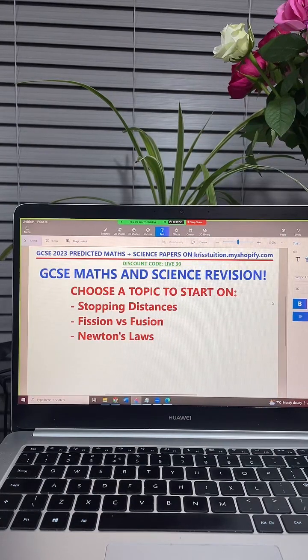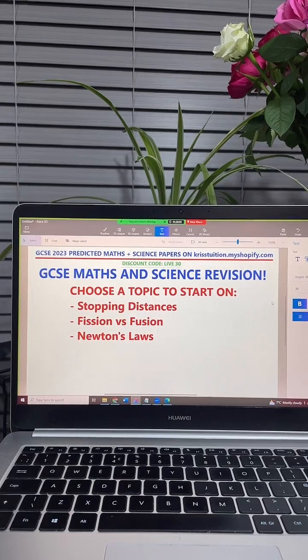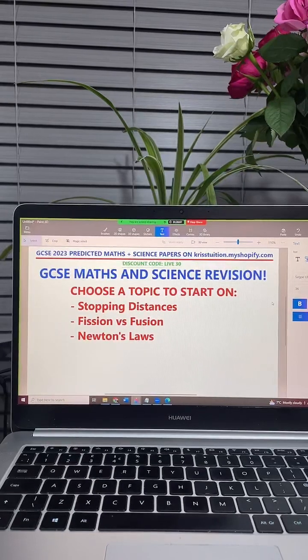If you tap on interact at the bottom of your screen, you'll be able to find the poll and vote on there so I can see all of your votes. Currently, we've got Newton's laws winning, but it is quite close. So do vote for which one you want to start on. We're going to start very quickly so we can do a quick revision session. So choose whichever one you want.